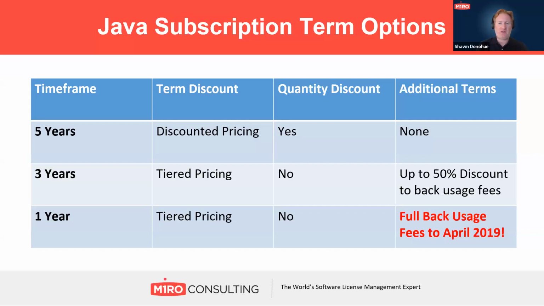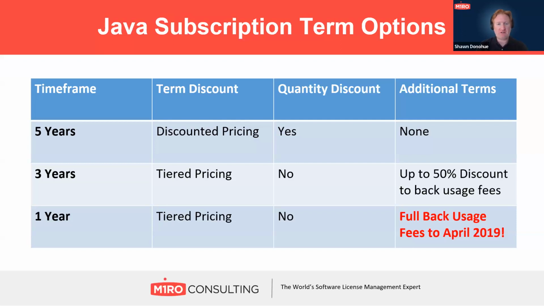If you sign up for a 1-year subscription, you have to pay full back usage fees to 2019. So in other words, your 1-year subscription is 1 year going forward and 4 years going backwards. They will charge you for all 4 years. They still have your usage records for 4 years. So if that's your plan, that's not going to work.